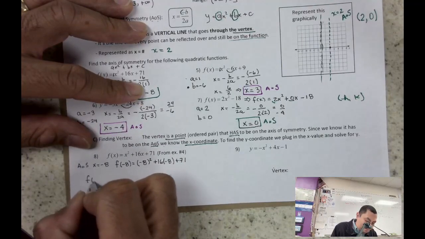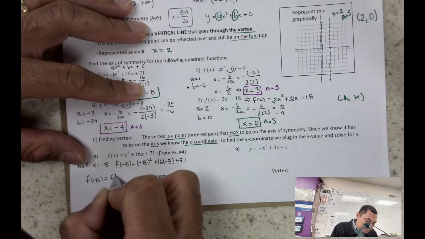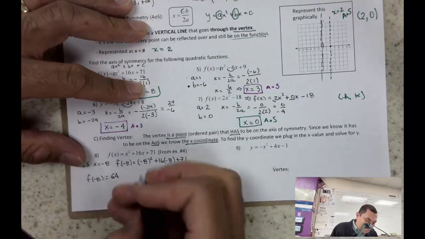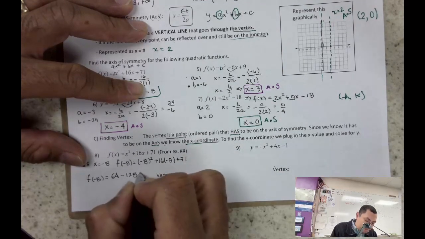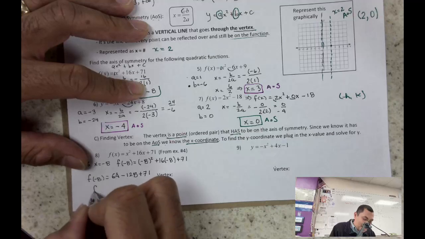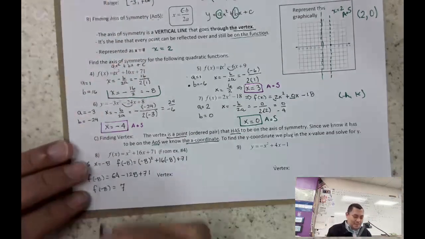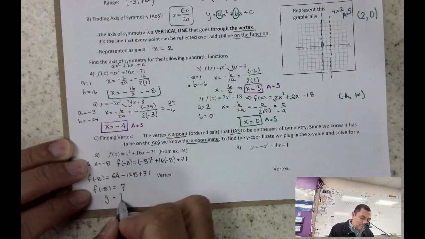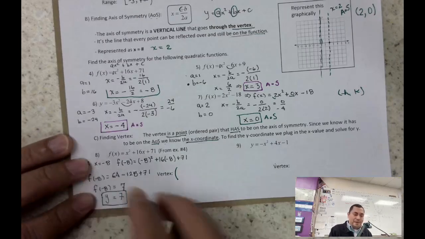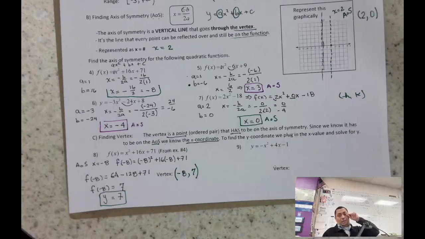I'm going to continue here. F of -8 is equal to positive 64, because -8 times -8 is positive 64. 16 times -8 is equal to -128. And then I have plus 71. If we add and subtract all these values, we're going to have that f of -8 is equal to 7. This is the same as having y equals 7. So my vertex is, I have the value of x, -8, comma 7. That's my vertex, -8, comma 7.